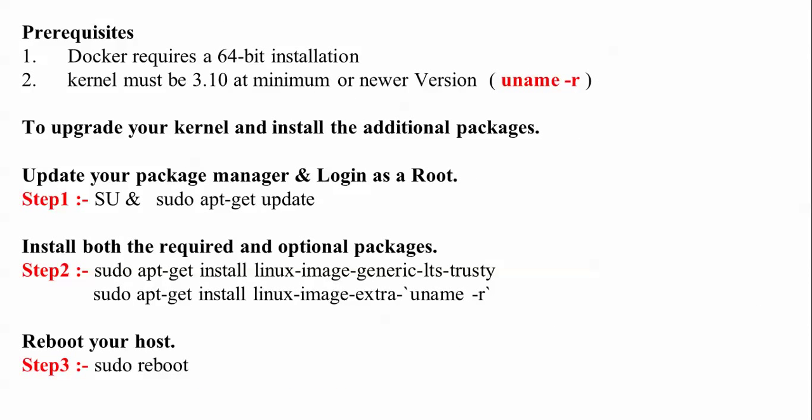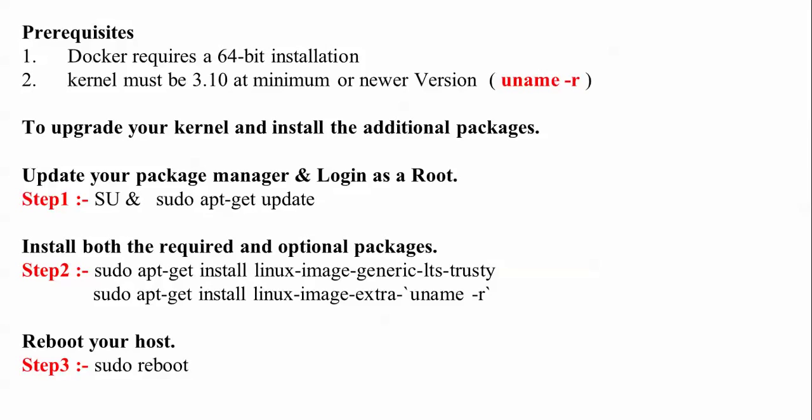Here are the requirements. First of all, Docker supports only 64-bit installation, I have already told you. And the second one is the kernel must be 3.10 or above. You should not have a kernel less than 3.10. If it is less, you need to update your kernel or install the kernel. You can check your version by typing uname -r to check the kernel version.